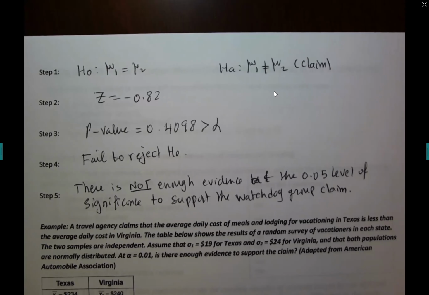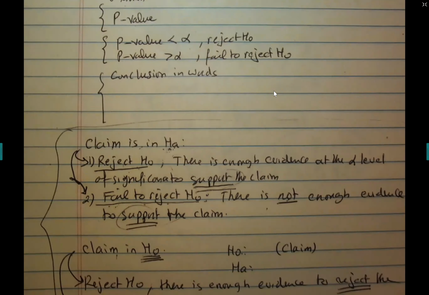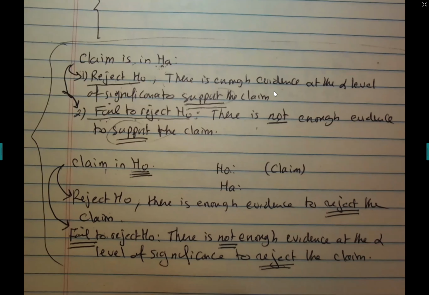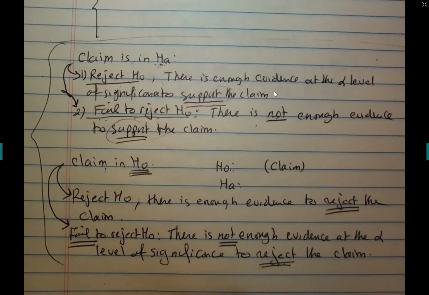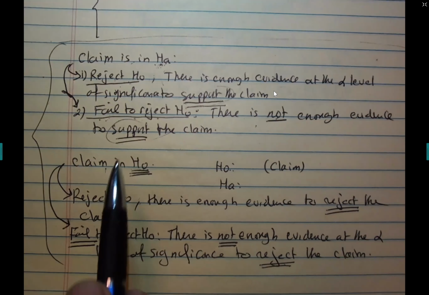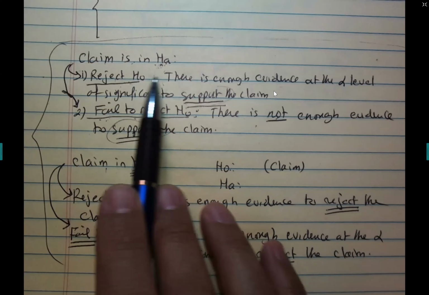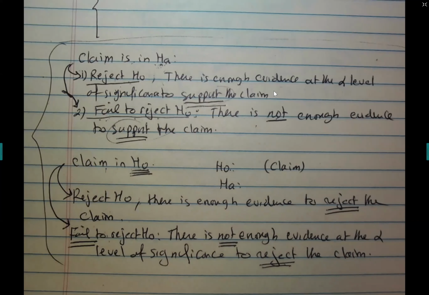Okay, here's the conclusion sheet. You should have it also; it was sent to you. It is under resources by your instructor. These are the 4 scenarios, guys, 1, 2, 1, 2, depending on where the claim is. Our claim is in HA. You either reject H0, and this is what you say, or fail to reject H0, and this is what you say. If you want to take a screenshot of it, feel free right now.